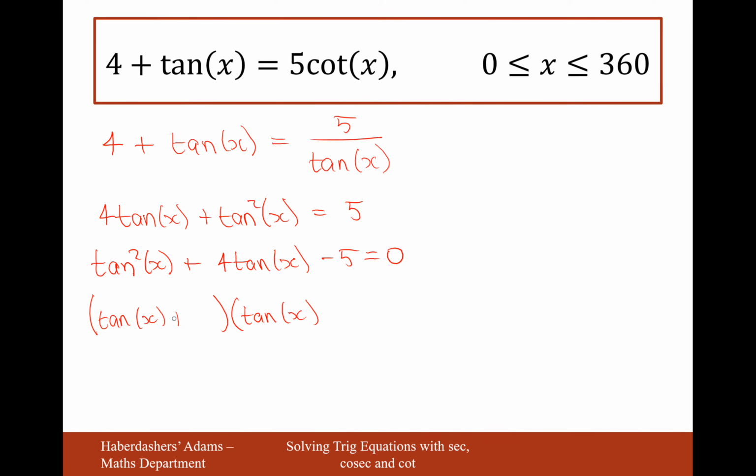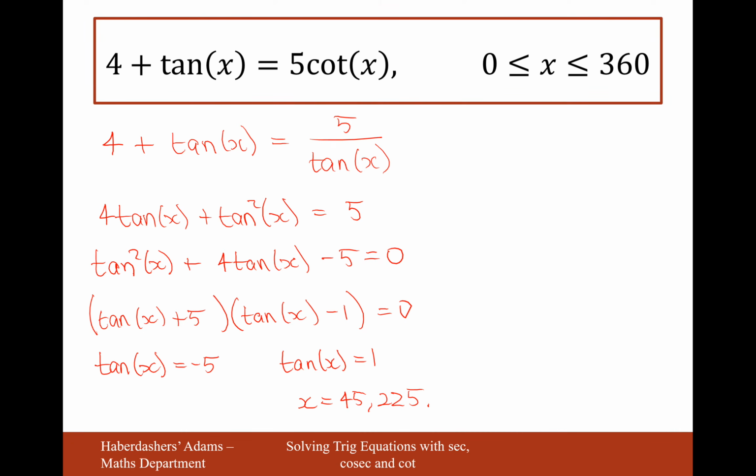I think it will be plus 5 and minus 1. And just check the middle bit there. Yeah, that's 4 tan x. So either I've got tan x equals minus 5 or tan x equals 1. Let's solve these equations. For the first one, it's going to be 45 or 180 added, 225.